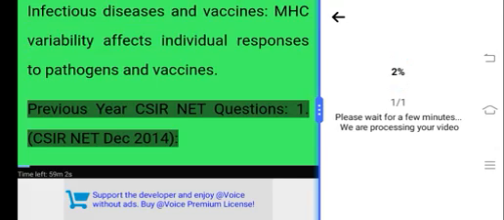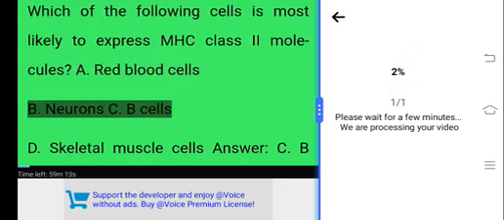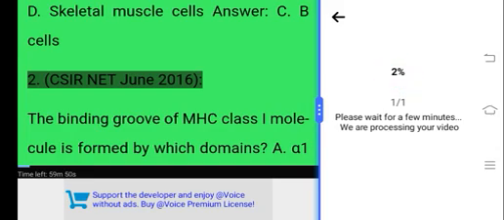Previous year CSIR-NET questions. 1. CSIR-NET December 2014. Which of the following cells is most likely to express MHC class II molecules? A. Red blood cells. B. Neurons. C. B cells. D. Skeletal muscle cells. Answer. C. B cells.